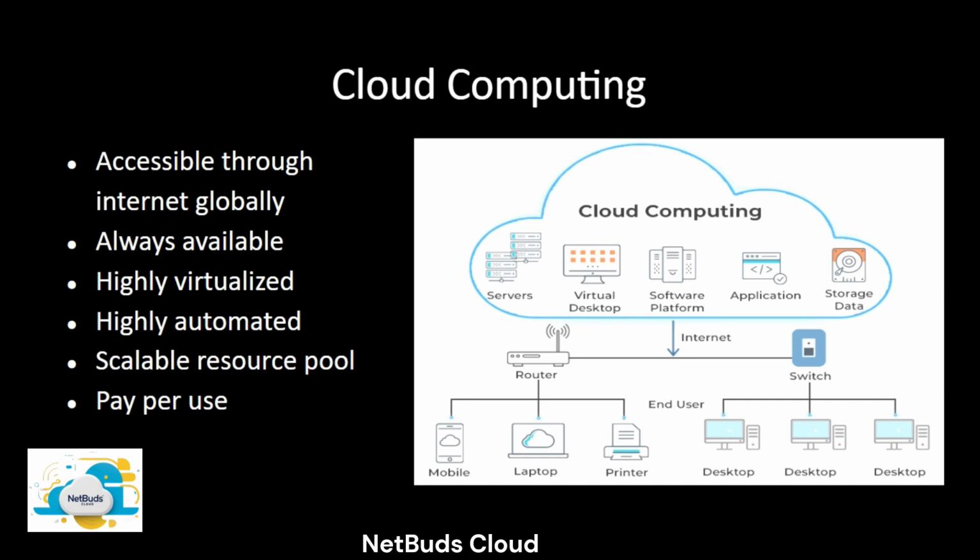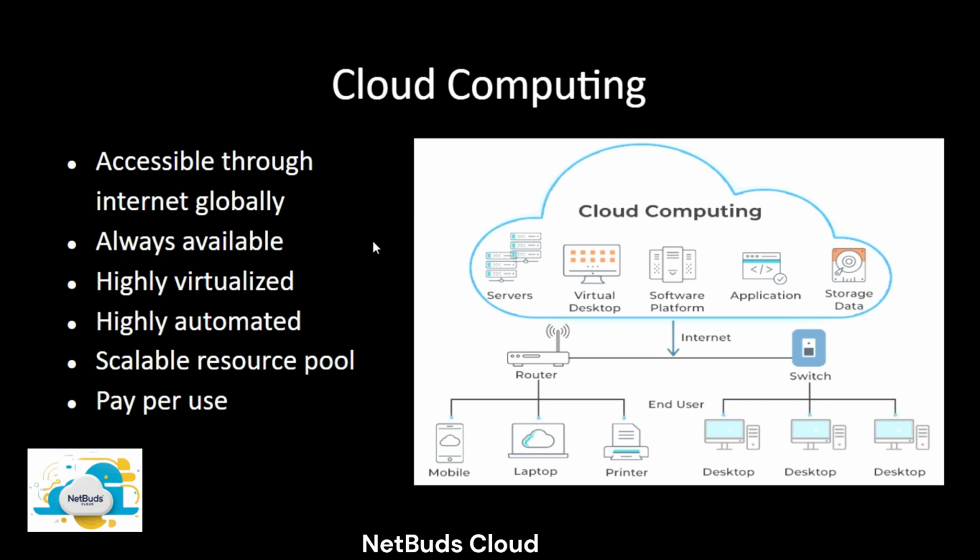So first let's understand what is cloud computing. If you see this diagram, we see a cloud-like icon here, and it consists of servers, virtual desktops, software, application, storage, data. So basically, it is a resource pool which appears to be remote because we can access it through internet. That is why it has the same symbol as internet, the cloud symbol. And it can be accessed through any device like mobile, laptop, or desktop through internet.